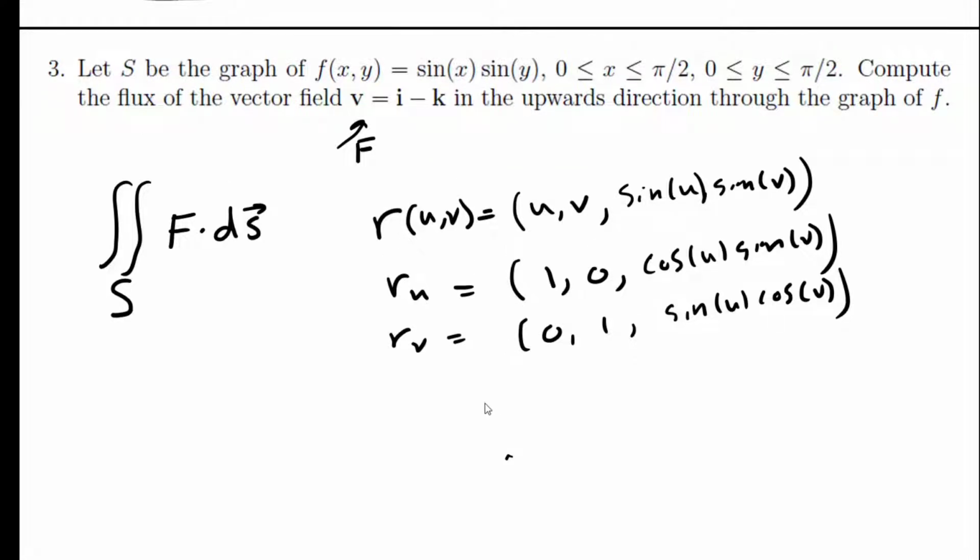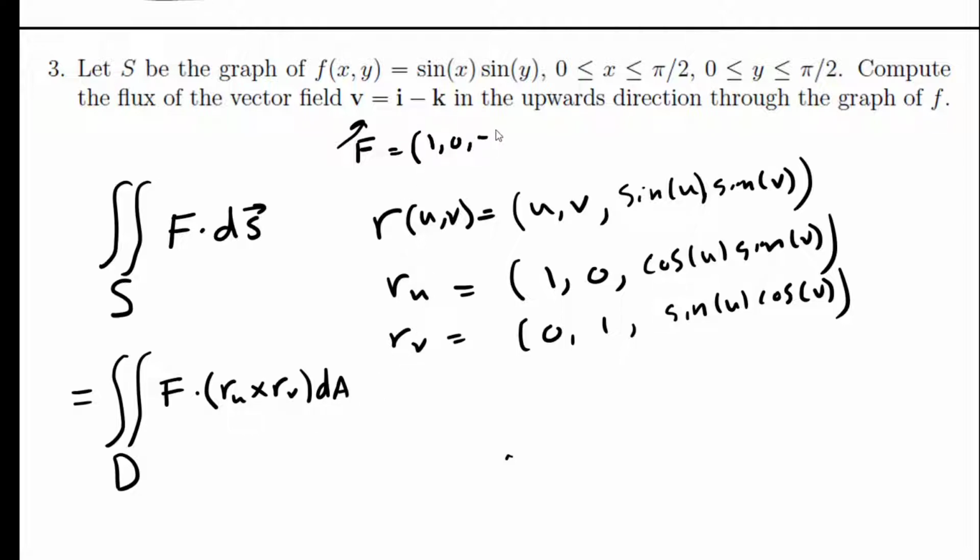So I still need the normal. Let me say what we're going for here, though. We're going to integrate, just like before, over D, F dot, instead of doing the norm, we're going to do r_u cross r_v dA. So now we don't need to find the norm, we just need to do the dot product with this vector. F is 1, 0, minus 1.